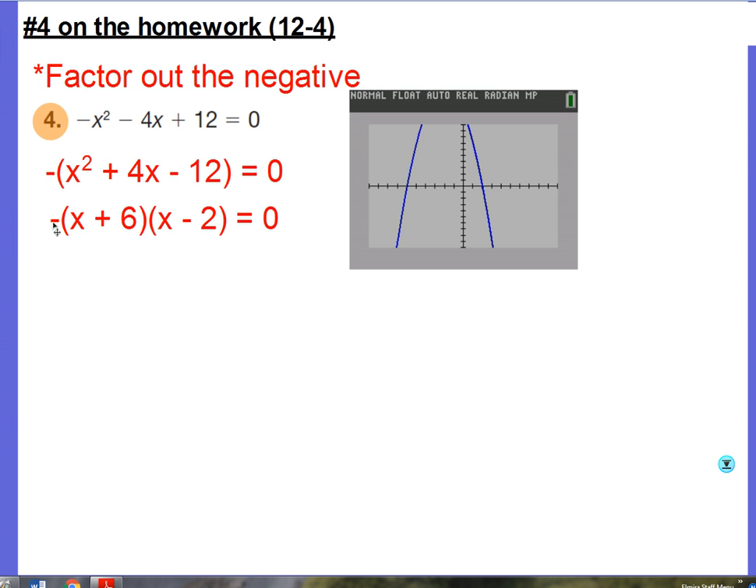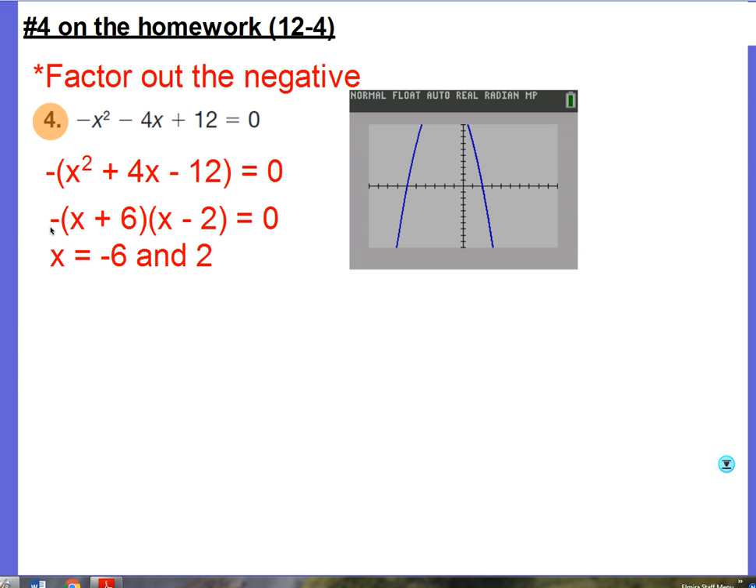So carry down the negative, okay? The signs are different. Plus sign means the 6 goes to the plus. 6 times 2 makes 12. 6 minus 2 makes 4. And my solutions are -6 and 2.